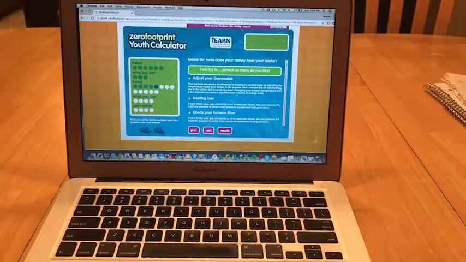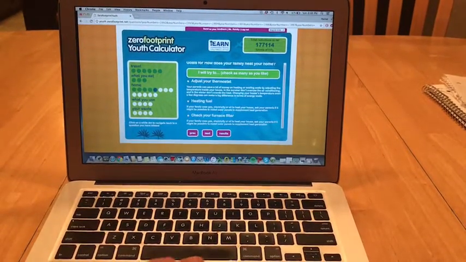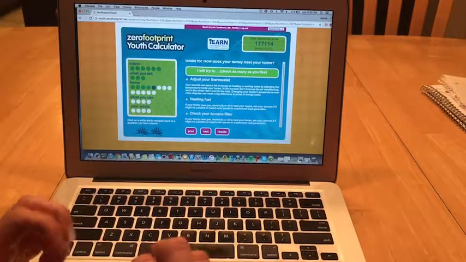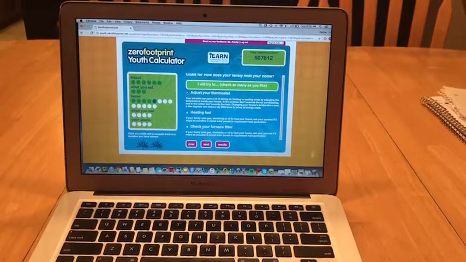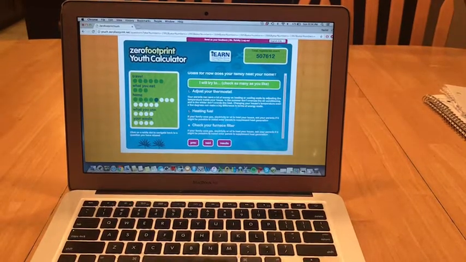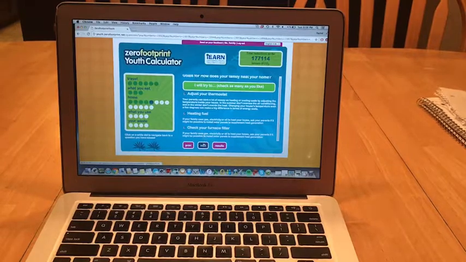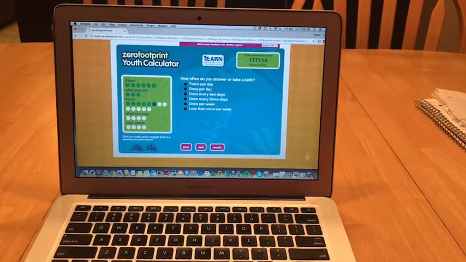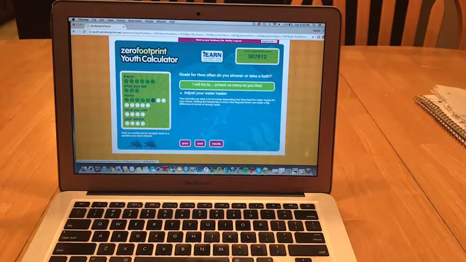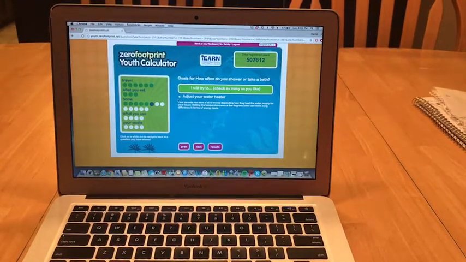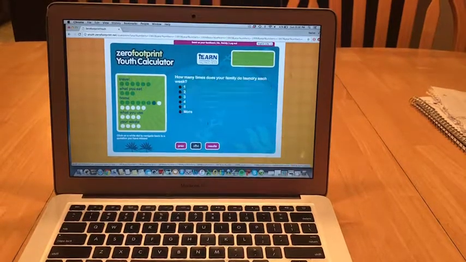And look at all these awesome ways. So adjusting your thermostat, not having your house too hot or too cold, using heating fuel, and checking your furnace filter. How often do you shower or take a bath? I'm going to say once per day. Adjust your water heater. So not having your water heater too hot will actually help save a lot of energy.